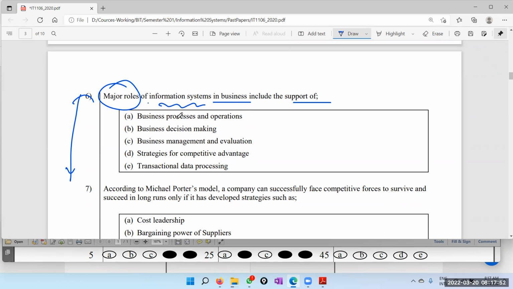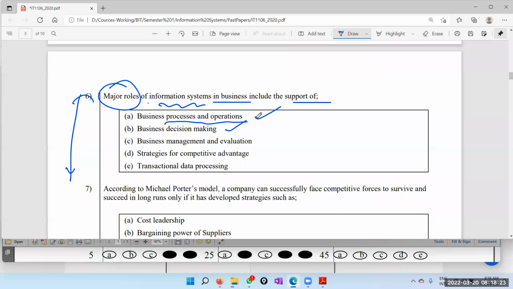Okay. Business process and operation. That is what TPSs are doing. Order processing system, inventory management system. It supports and automates the business processes and operations. Business decision making. Yes, right. That is why we have the MIS, DSS. Remember we discussed those. Business management and evaluation.